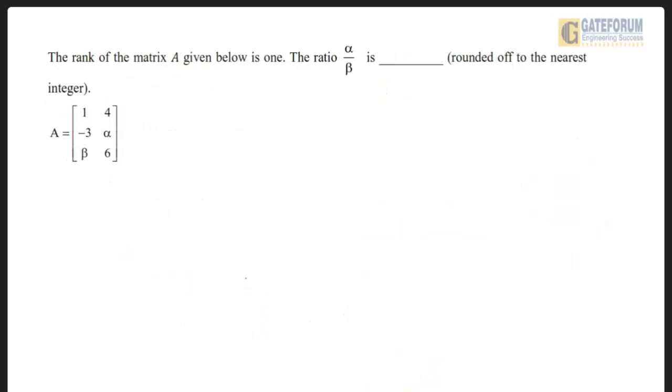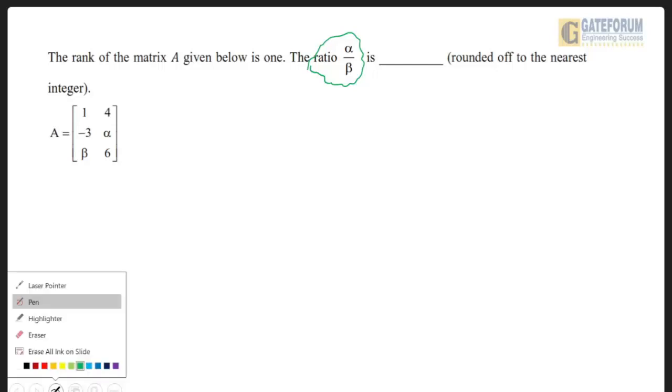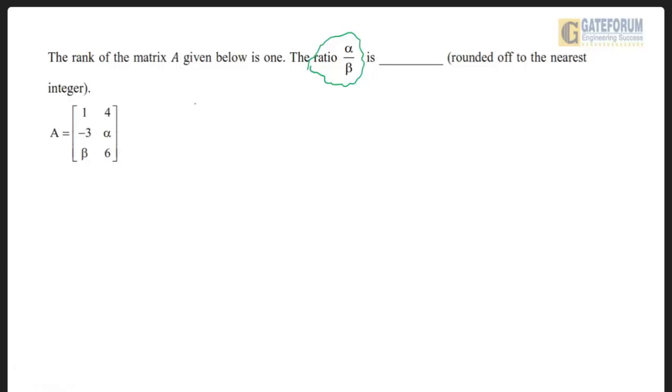The question is, the rank of the matrix A given below is 1. The ratio alpha by beta is dash, rounded off to the nearest integer. A is a 3 cross 2 matrix given. So finally, the ratio alpha by beta, and rank is 1 given. These are the key points.